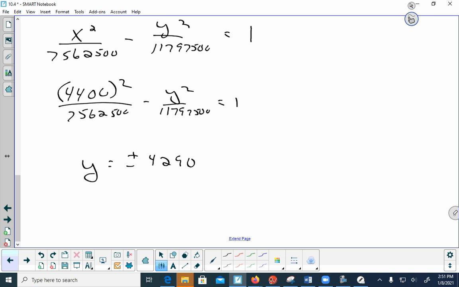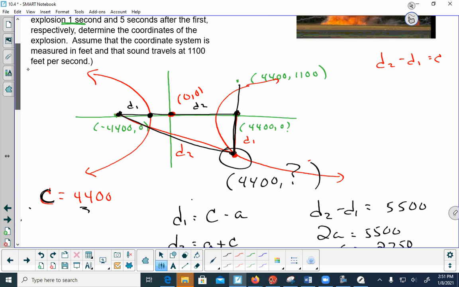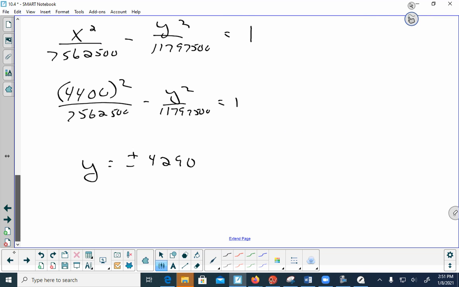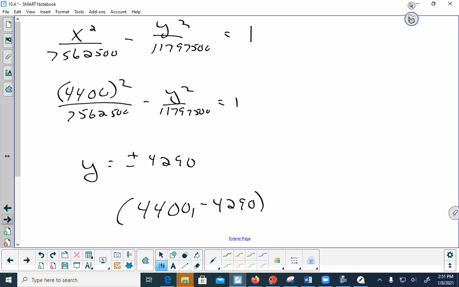Well, if I go back up to my graph, since it's in the 4th quadrant, my y has to be negative. So the ordered pair for this is going to be 4,400 and then negative 4,290. And that's the coordinate of the explosion. I know I went over that half fast, but I hope that helps.